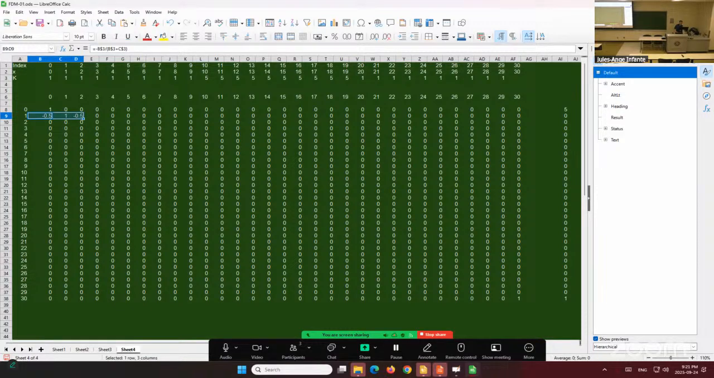So we can do it manually or we can do it automatically by having a conditional statement. Which one do you want us to try to do? Conditional statement, okay.